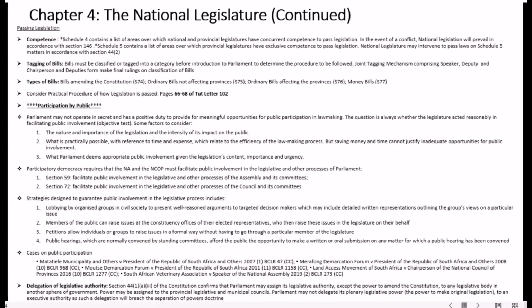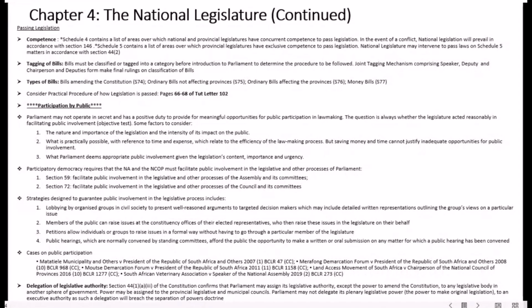And if there is a conflict, colleagues, between national and provincial, then national legislation would prevail in accordance with Section 146. So there's specific criteria in 146 that would have to be complied with if national legislation is to trump provincial legislation in the event of a conflict. So it's only in the event of a conflict that you would look at Section 146 to actually determine what those criteria are for national legislation to trump provincial legislation.